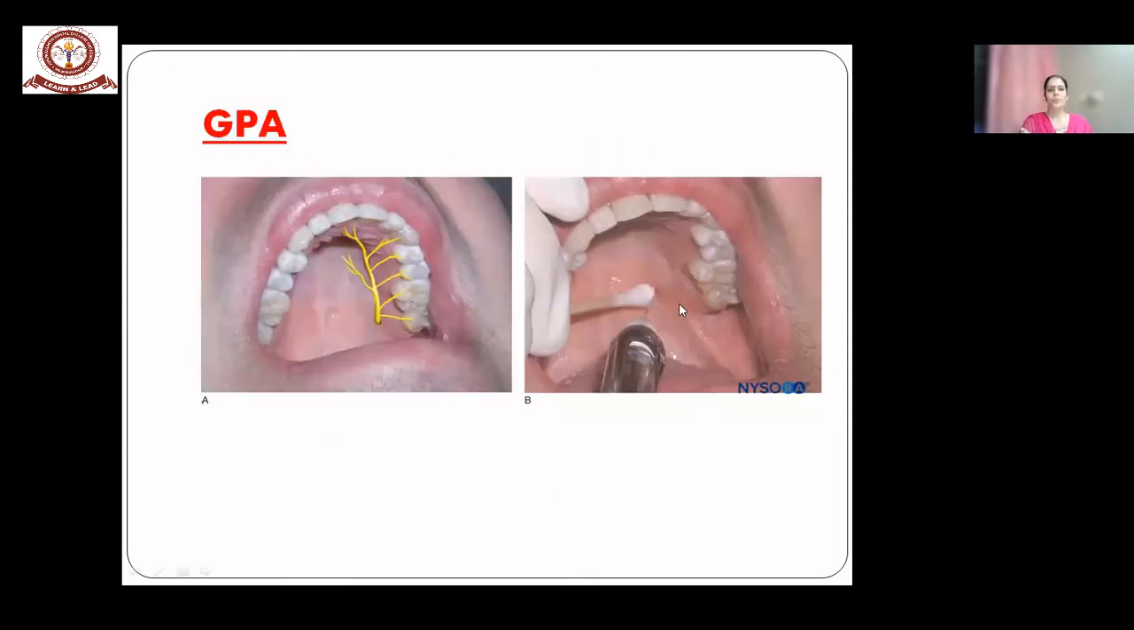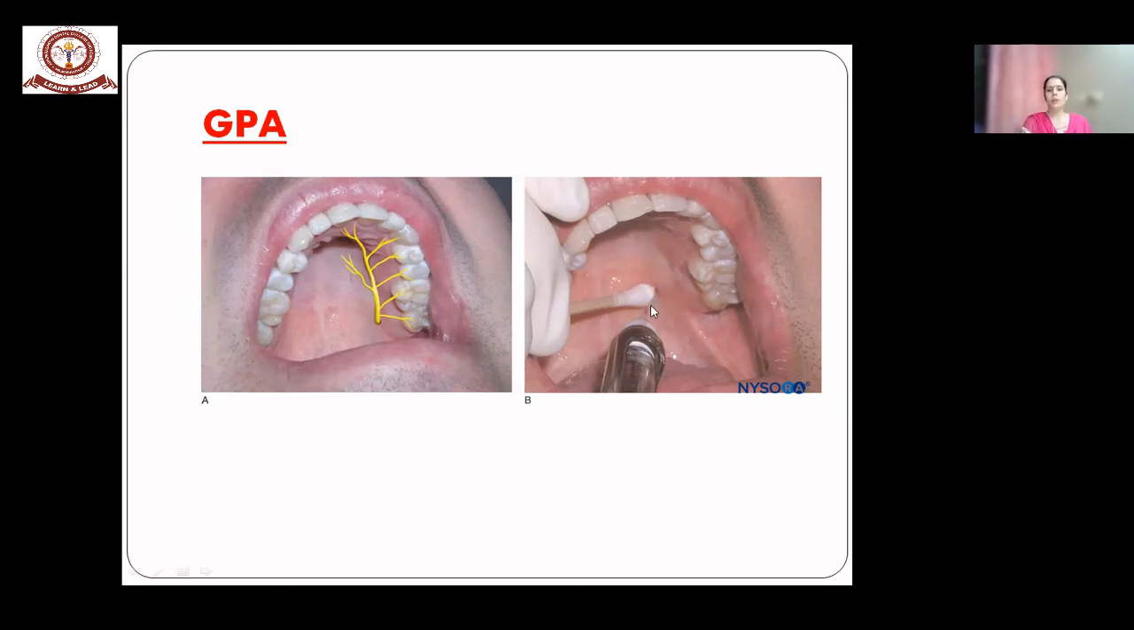So how to perform the procedure? The orientation of the needle is usually at a right angle. That is, the barrel of the syringe should approach from the opposite side. You have to palpate the greater palatine foramen. It is usually located 1 centimeter on the distal aspect between the maxillary second and the maxillary third molar.